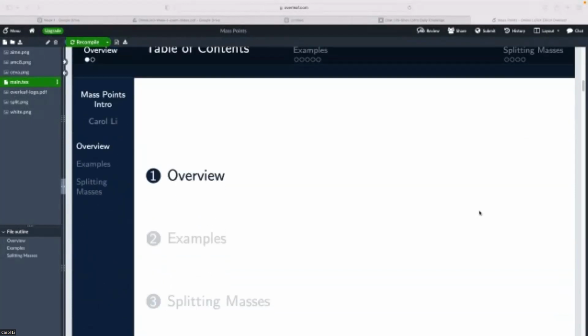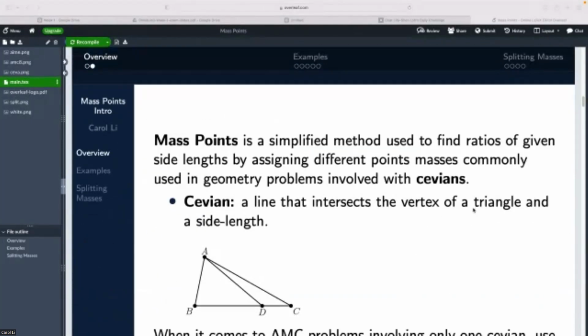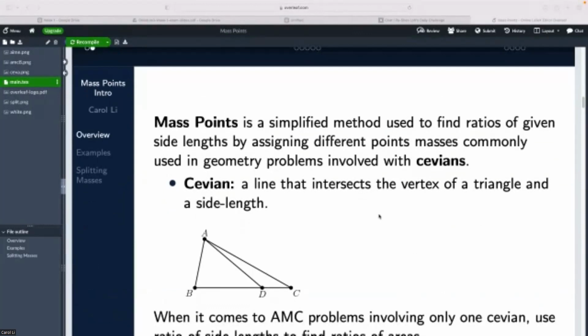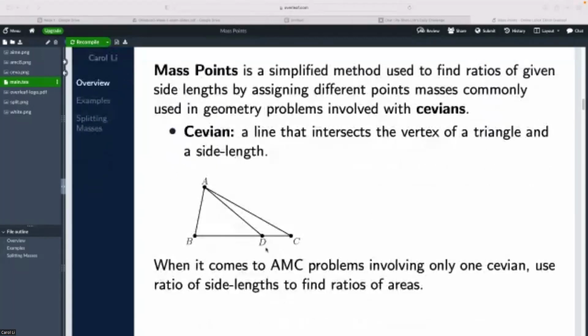Next thing is, mass points is a simplified method to find ratios of given side lengths by assigning different points masses, commonly used in geometric problems involving Cevians. It's Cevians because of Ceva's theorem, which I think Eric also taught before. So we have a Cevian, and this AD is a Cevian. So that is a Cevian.